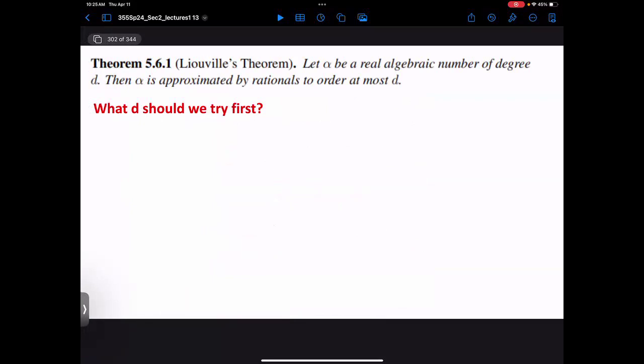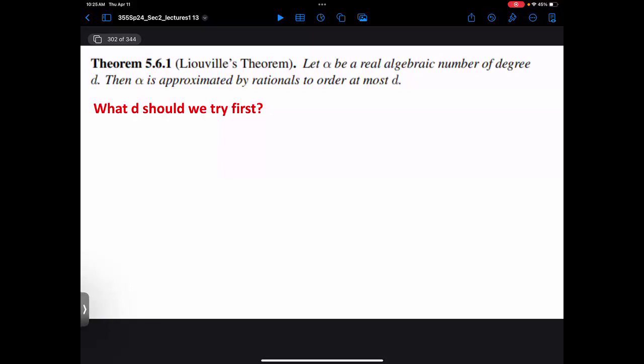We're not going to prove Roth's theorem. We're going to prove Liouville's theorem. And this is why after Liouville's theorem, we'll talk about Liouville numbers. So what Liouville is able to show is that if alpha is a real algebraic number of degree d, then alpha is approximated by rationals to order at most d.